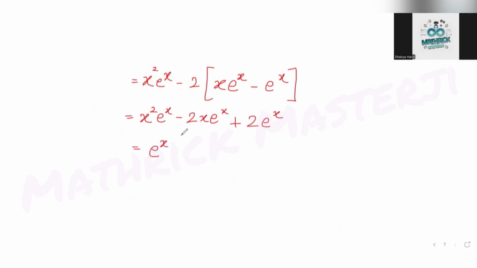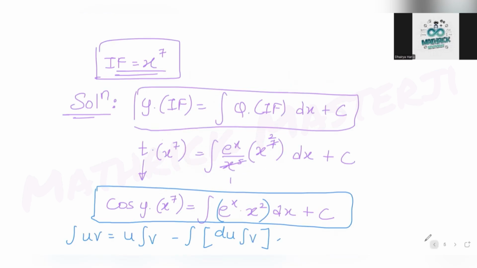So I get from here e raised to x is common. That leaves you with x square minus 2x plus 2. So that is the answer for the integral of the product rule that they have asked us to figure out. We got the answer for this integral.